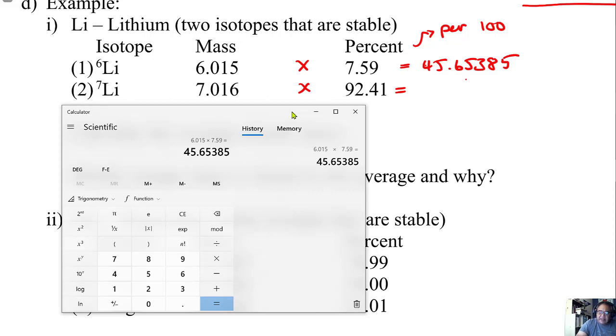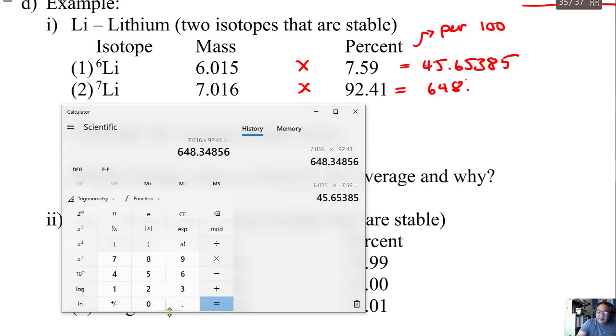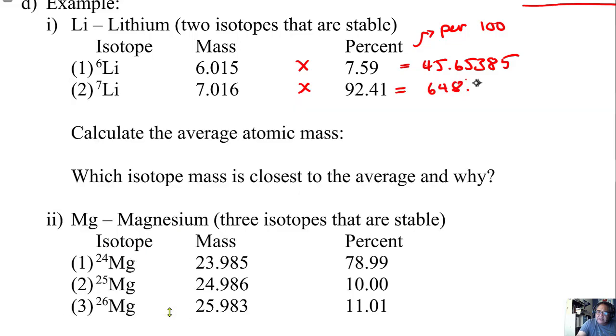We're going to take its mass, 7.016 times 92.41, and I'm going to get 648.34856. And gosh, I don't think I'll remember that number, but we'll do it in two bits. 648.34856, like that. And then I'm going to add those two together, right?